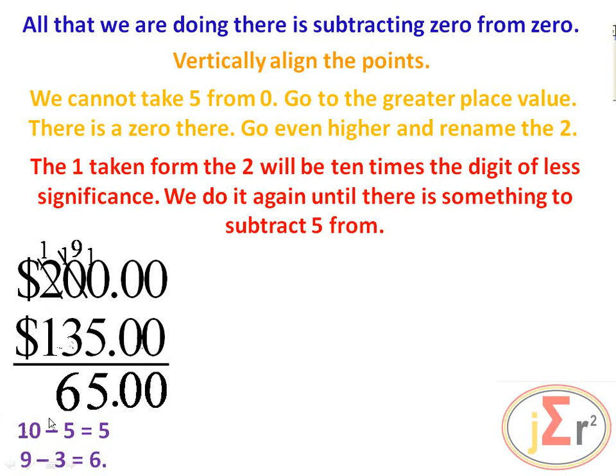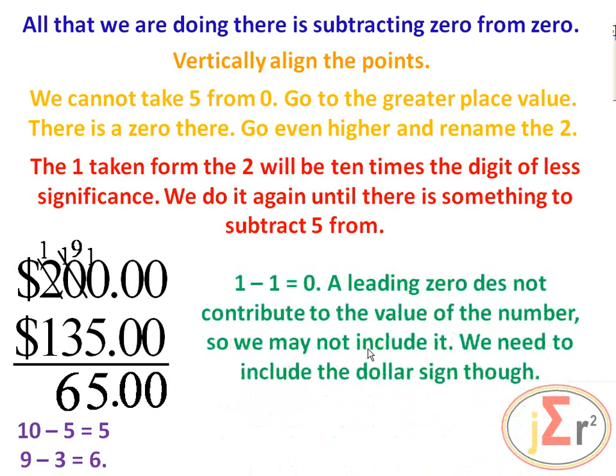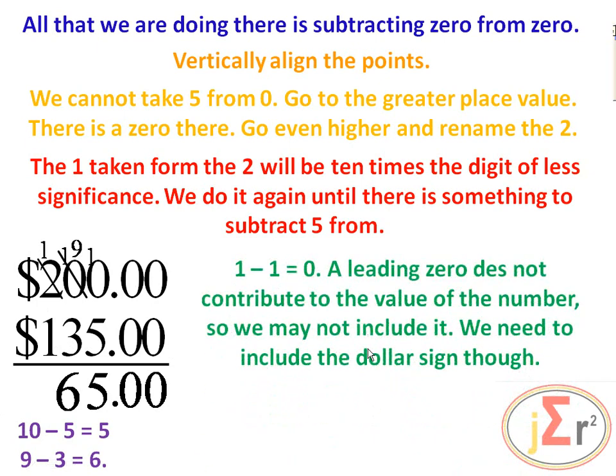1 take away 1 and the result is? 0. Do we need to put a 0 here? No. 1 minus 1 is equal to 0. A leading 0 does not contribute to the value of the number. So we may not include it. We do not have to include that leading 0. We need to include the dollar sign though, because we are dealing in currency. So the dollar sign has to be included.